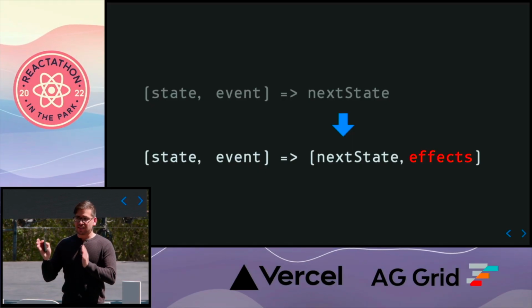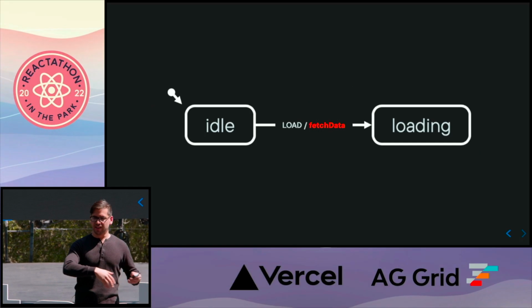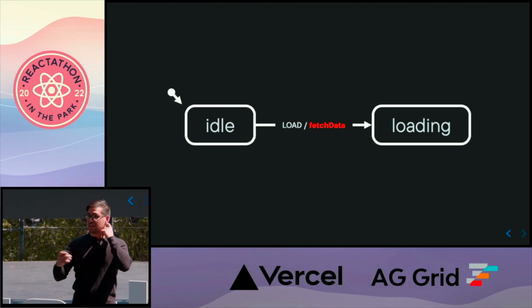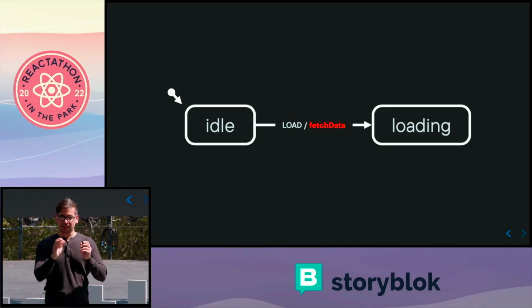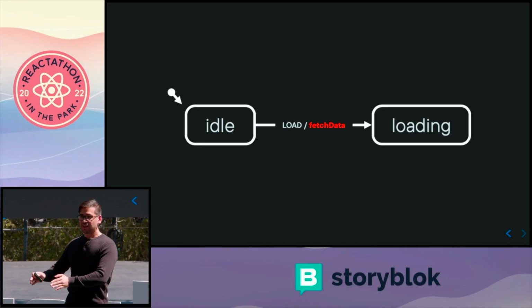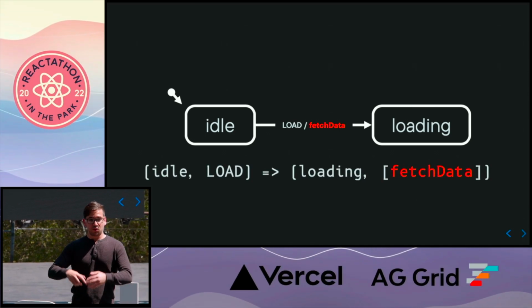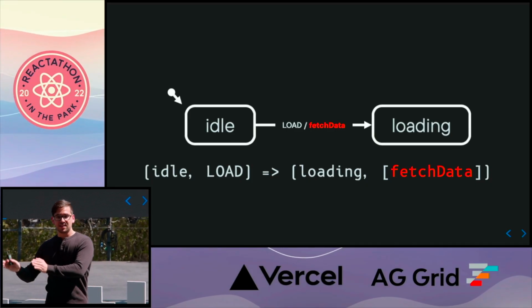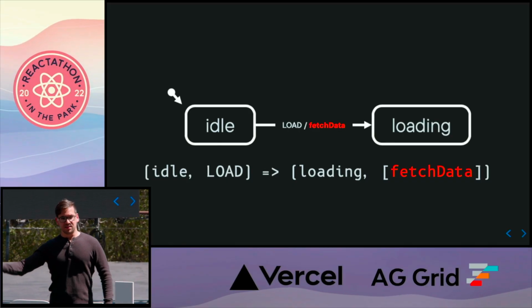Like this is how state machines work. In a state machine, you have an initial state, and you might have a finite number of states. In the transition, that's where you define the effects. So you could say when this event happens, like load, then this fetch data effect also happens. That becomes a really convenient way to define, hey, this effect is supposed to be executed when we transition from this state to the other state.